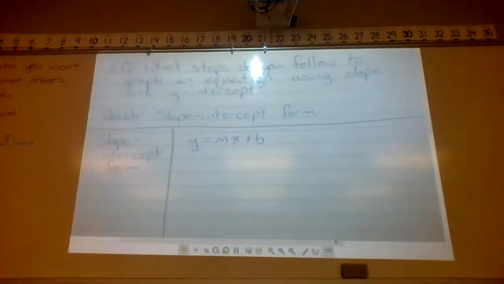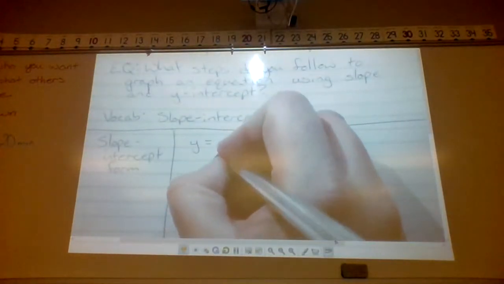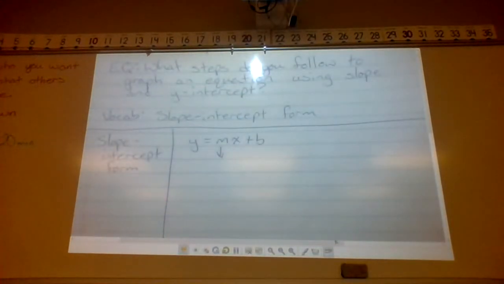That's your slope-intercept form. There's a reason this is called slope-intercept form. You have y values, you have x values, right? Those will stay. Guess what m stands for? Think of our title. What do you think?